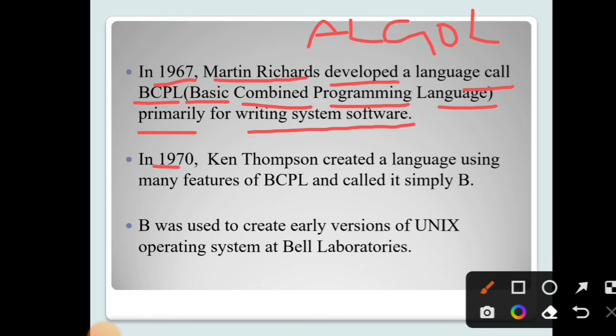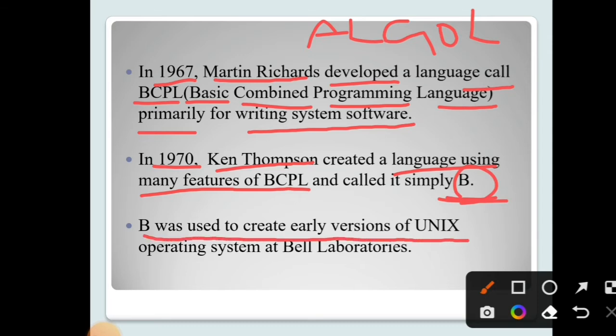After the 1970s, Ken Thompson created a language using many features of BCPL, called B language. After BCPL, the features of BCPL were implemented in B language by Ken Thompson. B language was used to create early versions of the Unix operating system at Bell Laboratories.